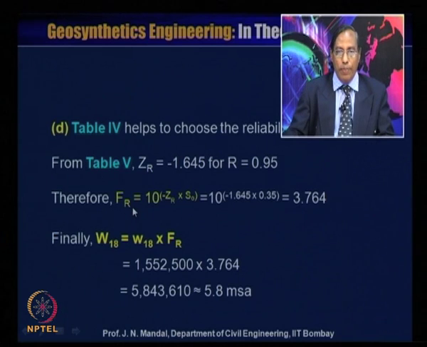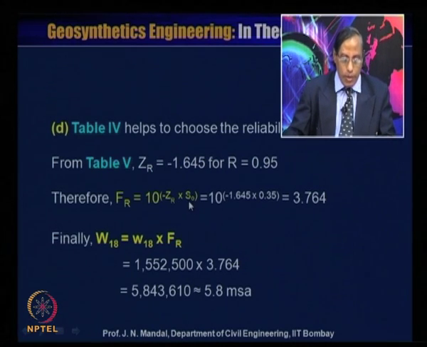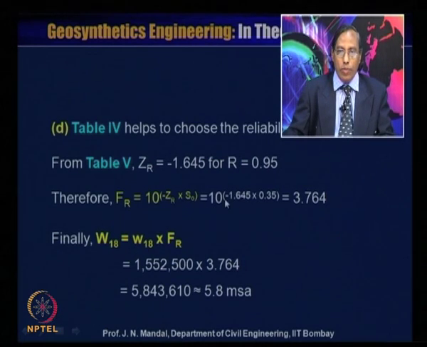Therefore, we can write FR is equal to 10 to the power of minus ZR into S0, where S0 is the standard deviation, that means 10 to the power of minus ZR, where the ZR value is minus 1.645, and the S0 which we call the standard deviation is 0.35. So, if we calculate, we can have the FR value equal to 3.764. Finally, W18 will be equal to W18 into FR, that means 1,552,500 into this FR, that means 3.764. So, this will give about 5.8 MSA, that is million standard axles. So, we finally obtain W18 as 5.8 MSA, that you should remember.